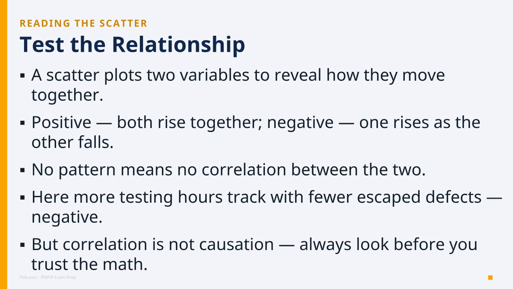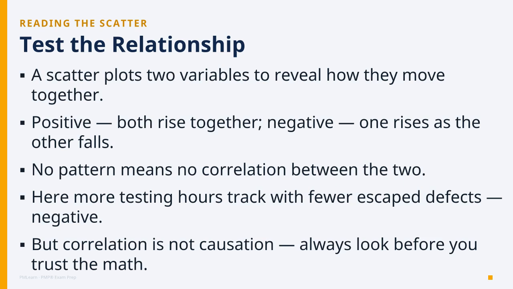You'd typically use a scatter during root cause analysis to confirm or refute a hypothesis a fishbone diagram surfaced. For example, does overtime correlate with more defects? Two disciplines to keep. First, always look at the plot before you trust a correlation number. A single outlier or a curved, nonlinear relationship can fool the math.